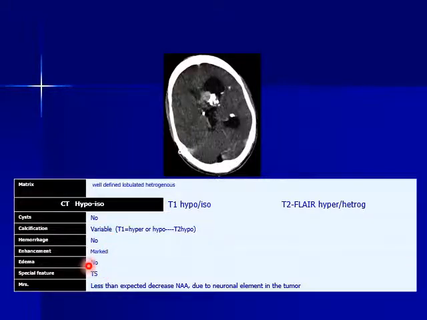The key here is the presence of tuberous sclerosis. Okay, presence of tuberous sclerosis stigmata in the patient, and you find a lesion nearby the foramen of Monro, enhancing and enlarging in size. This is subependymal giant cell astrocytoma. So this is easy.